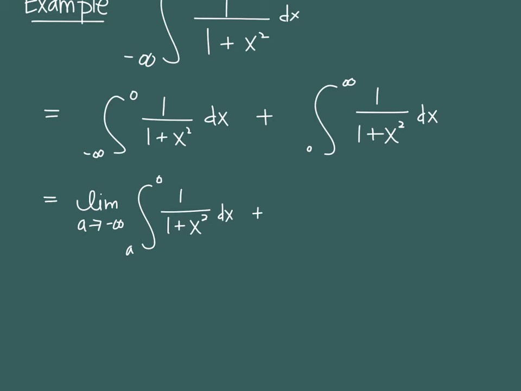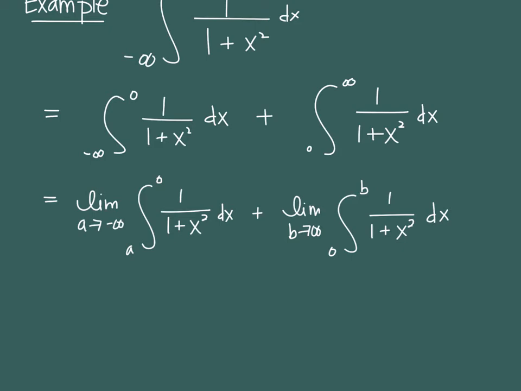And then I need a separate limit describing the numerator. So my limit is going to be b approaching positive infinity, and that one's going to go from 0 to b. This is not going to be twice the work, though, because they both have the same antiderivative.